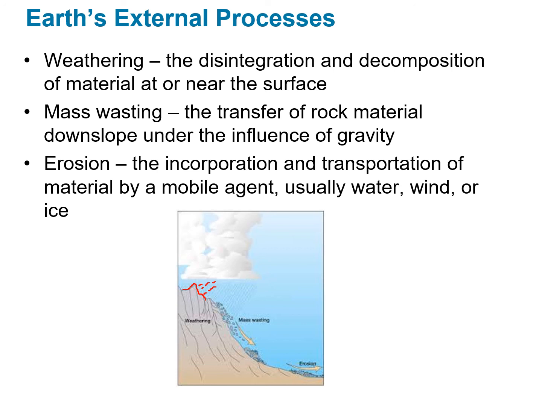Mass wasting is the transfer of that rock material downslope under the influence of gravity. And then erosion occurs, which incorporates an agent moving these much smaller sediment particles. Typically water, but it can be wind, or glaciers can move these smaller sediments to different areas on Earth's surface.